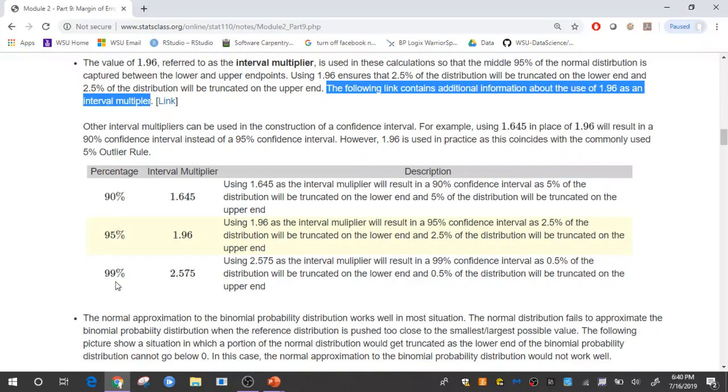We could also construct 99% confidence intervals. But far and away the most popular is the construction of 95% confidence intervals, and that is because it coincides with the commonly used 5% outlier rule. So here in this class we will simply be using 1.96 as the interval multiplier.